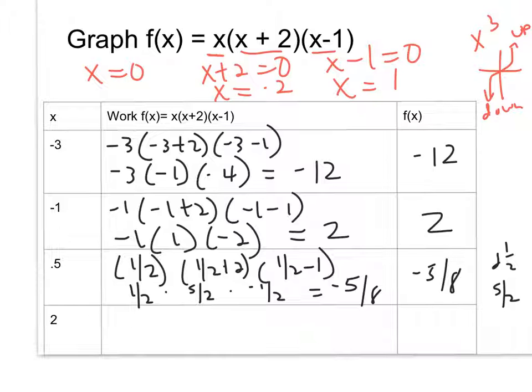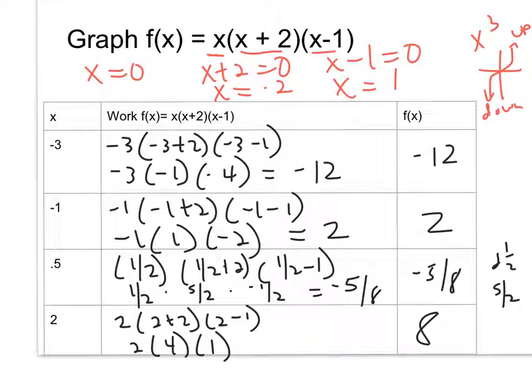And then finally I'm going to put in 2. So I'm going to have 2 times 2 plus 2 times 2 minus 1. So I'm going to have 2 times 4 times 1. So I will get 8 for my answer.